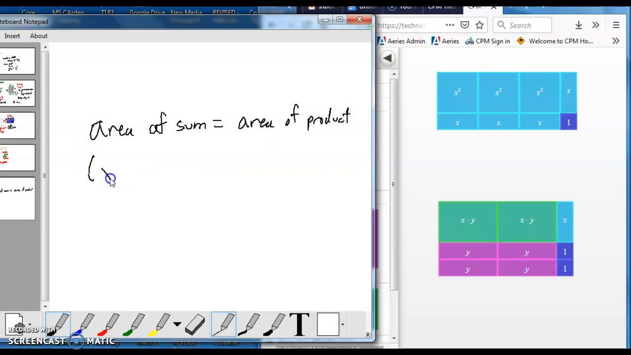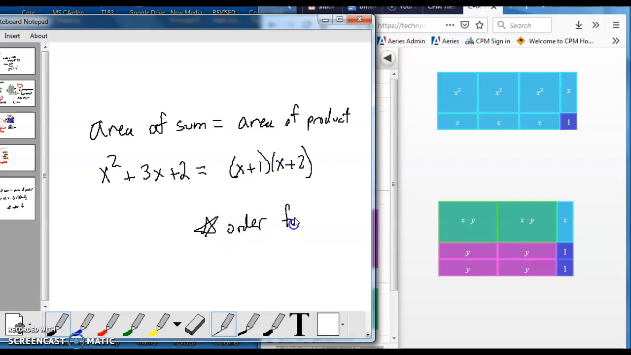So again, if I have, oops, I wrote it wrong. So if I have, say, x squared plus 3x plus 2, again, area of the sum because they're all addition, and then I say that this is x plus 1 and x plus 2. Order for the product does not matter.